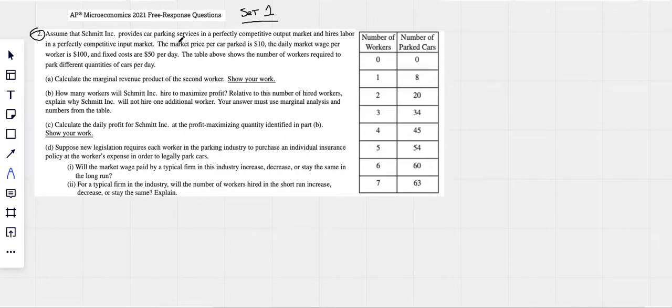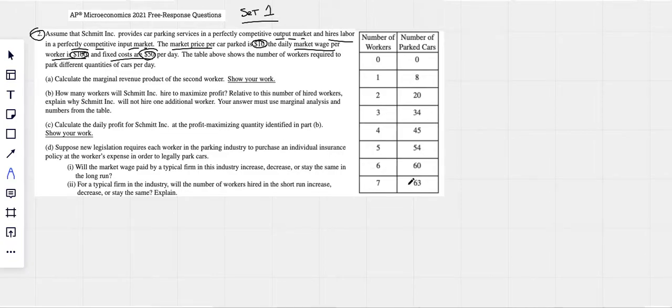Assume that Schmidt provides a car parking service in a perfectly competitive output market and hires labor in a perfectly competitive input market. The market price per car is $10. The market wage per worker is $100 a day. Fixed costs are $50 a day. The table shows the number of workers and the number of cars. So this is a labor question.